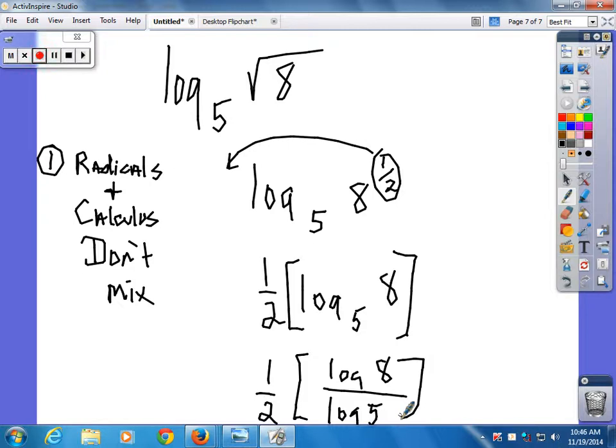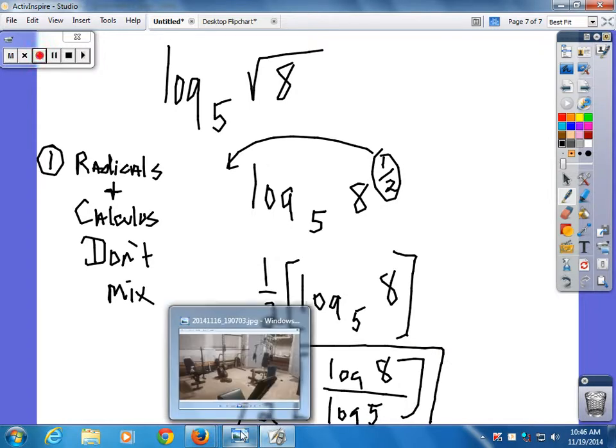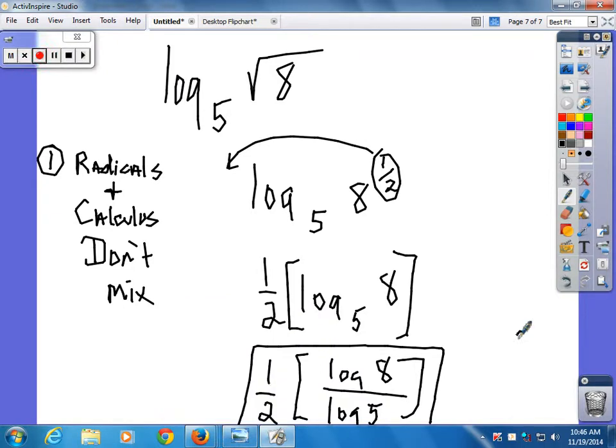Now you calculate this in your calculator. Now, a natural log teacher would not write LOG here. The natural log teacher would say, okay, then that would be 1/2 natural log of 8 over natural log of 5. And that would be the difference. And you get the same answer.